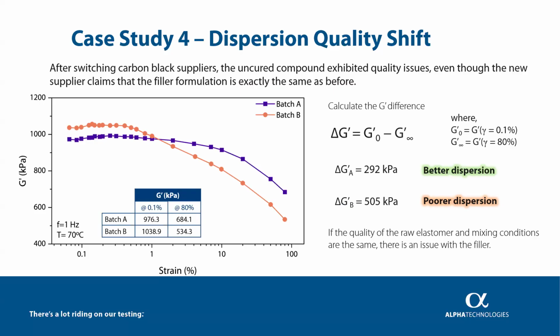To qualitatively assess dispersion, we use the Payne effect test, or strain softening, specifically by calculating delta G', which is the difference between G' at low strain and G' at high strain. A lower delta G' generally indicates better filler dispersion. For batch A, delta G' was 292 kilopascals, suggesting better dispersion. In contrast, batch B showed a much higher delta G' of 505 kilopascals, indicating poorer dispersion.